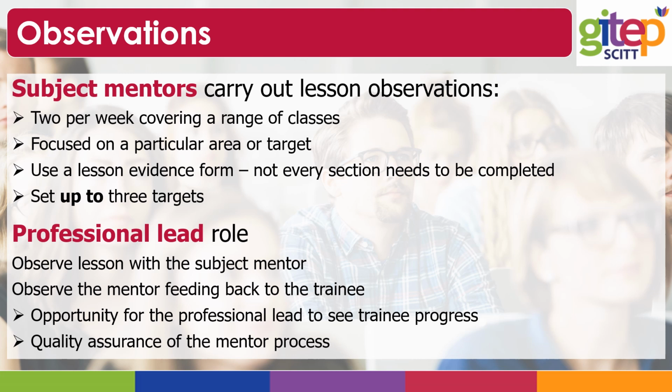The professional lead role is really one of quality assurance. We ask professional leads to observe at least 1 lesson with the subject mentor and then observe the mentor feeding back to the trainee. This is an opportunity for the professional lead to see the trainee's progress and give them feedback, but it's also a really important opportunity to make sure that the mentor process is working correctly and they are giving good quality feedback to their trainee.